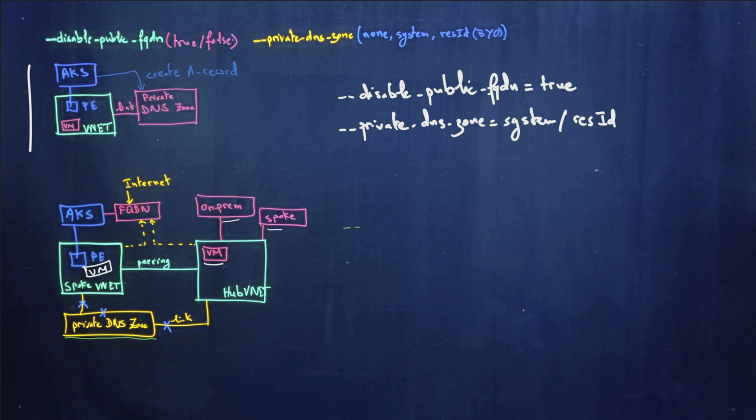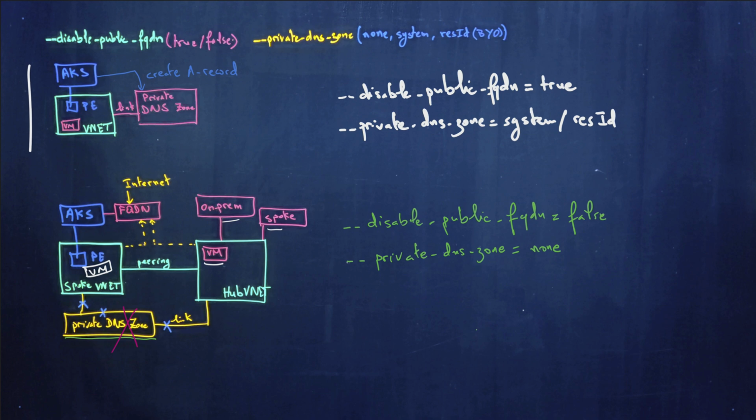The solution is to enable the public FQDN. So when creating the cluster, we'll set disable public FQDN to be false. And then we don't need to create a private DNS zone, so we'll set private DNS zone to be equal to none. This means that we will not create this private DNS zone. It won't be created.